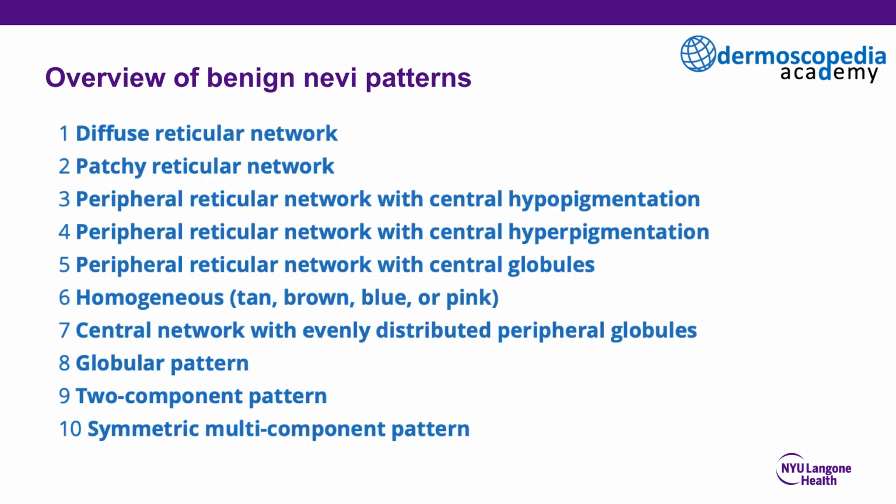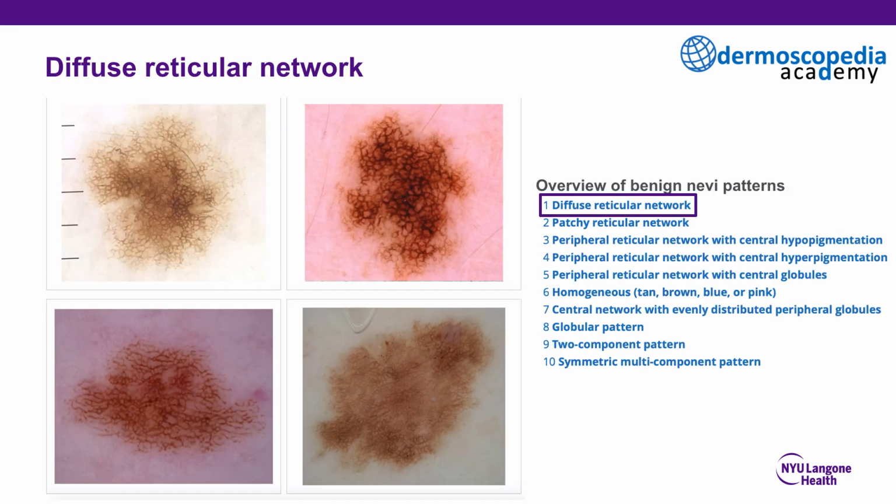Next, I'd like to move on to the overview of benign nevi patterns. We know it's very important to be able to recognize malignant skin lesions when you're using dermoscopy, but it's also really important to be able to identify normal nevi patterns. One of the most common benign patterns in nevi that you'll see on dermoscopy is a network pattern. We like to call this either a network pattern or a reticular pattern, but you can think of it almost like strings of a tennis racket. And with a diffuse network pattern, this is a normal finding.